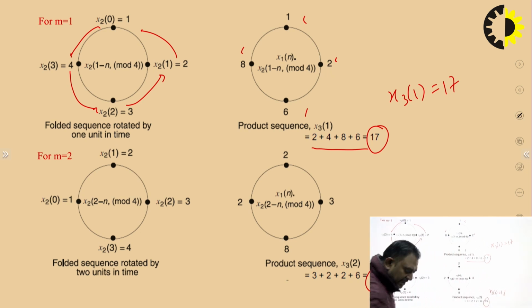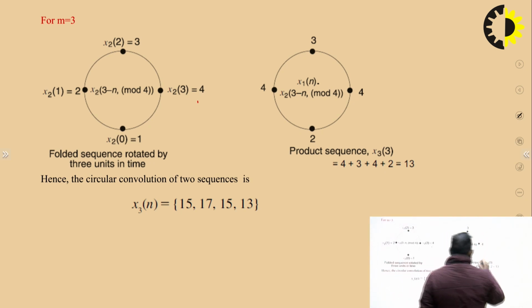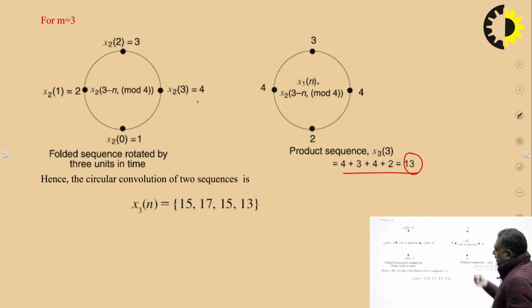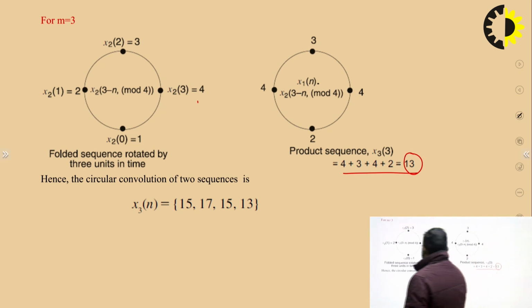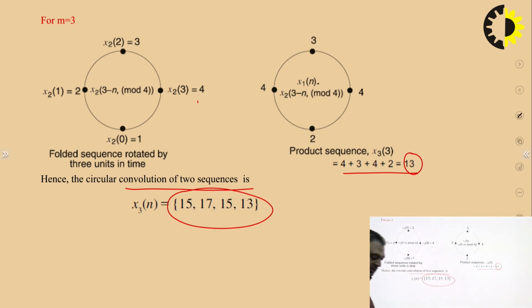Okay, and then let's move again. Next time when we move, we have these coefficient values. Again we multiply with x1(n), and we have these sequence values. So the final output that we can see here, the circular convolution of the 2 sequences, is 15, 17, 15, 13. So this is about the graphical method.